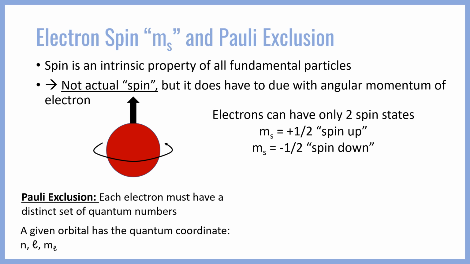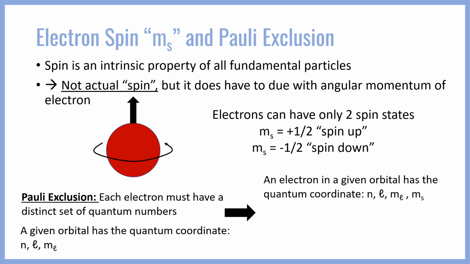An orbital, which is the spatial subdivision of the sublevel, has the given quantum coordinates n, l, m sub l: the energy level, the sublevel, and the distinct orbital. So for example, the px orbital will have an n equals 2 energy level, an l equals 1 angular momentum quantum number, and an m sub l magnetic quantum number of either -1, 0, or 1.